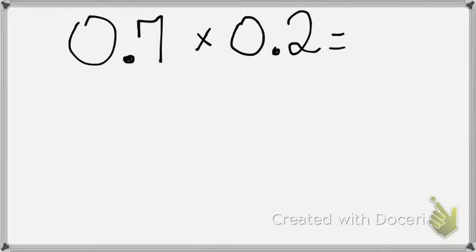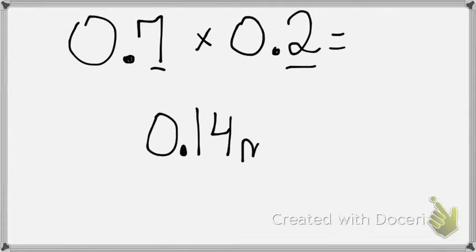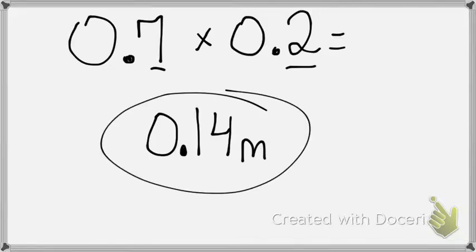Okay. 7 times 2 is what? 14. What is tenths times tenths? What is tenths times tenths, class? 100. Where does the decimal go? 1. Okay. So it's 0.14 meters.